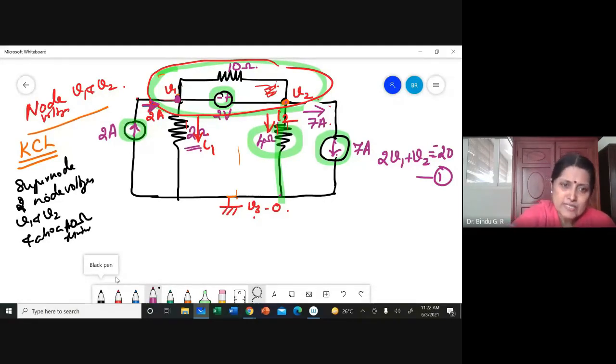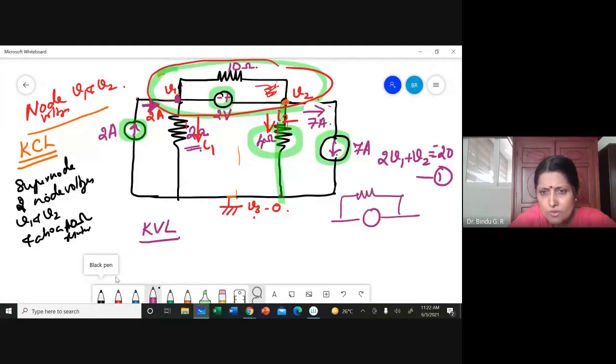Now the second thing is to apply KVL to the same supernode. How will you apply the KVL? Again, as before, you take this. You have a 10 ohm resistor also, and then you take a clockwise loop. I am satisfied by applying this to this loop alone. This is minus plus. This is plus because it is 0 here.